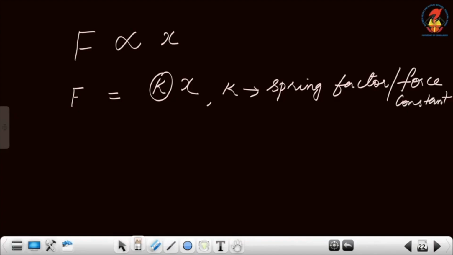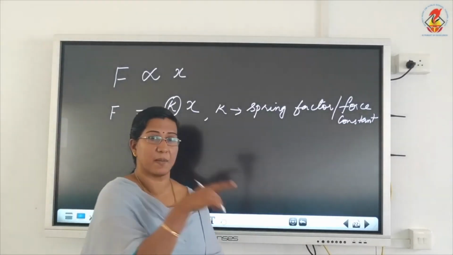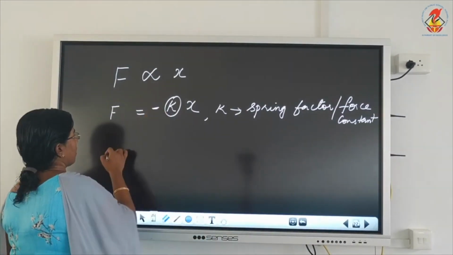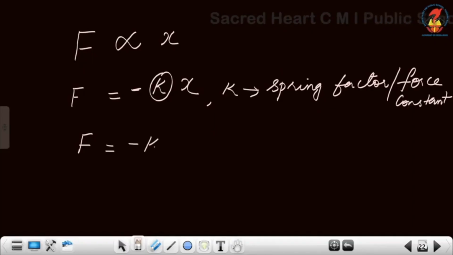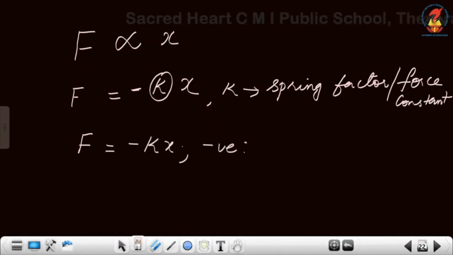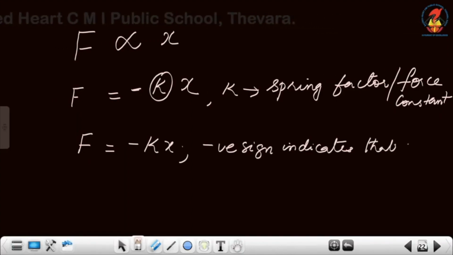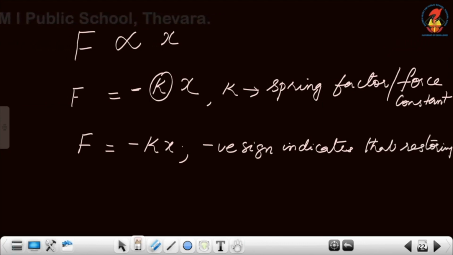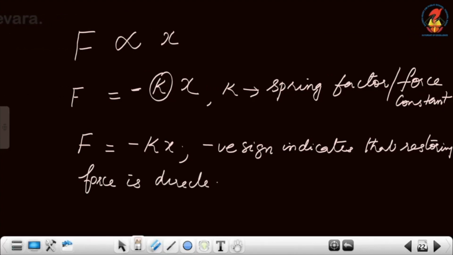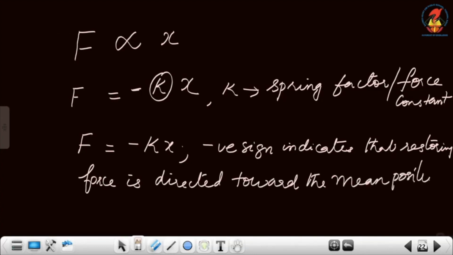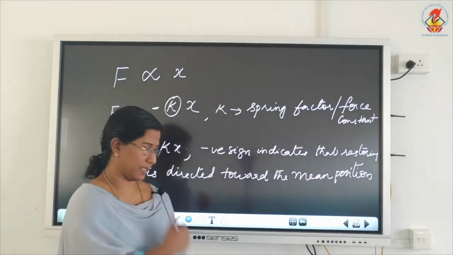But the question is, what is the direction of restoring force? It is directed towards the mean position, isn't it? So we have to put a negative sign. So we can write restoring force F is equal to minus Kx, where the negative sign indicates that restoring force is directed towards the mean position, and the unit of spring constant or force constant is Newton per meter.